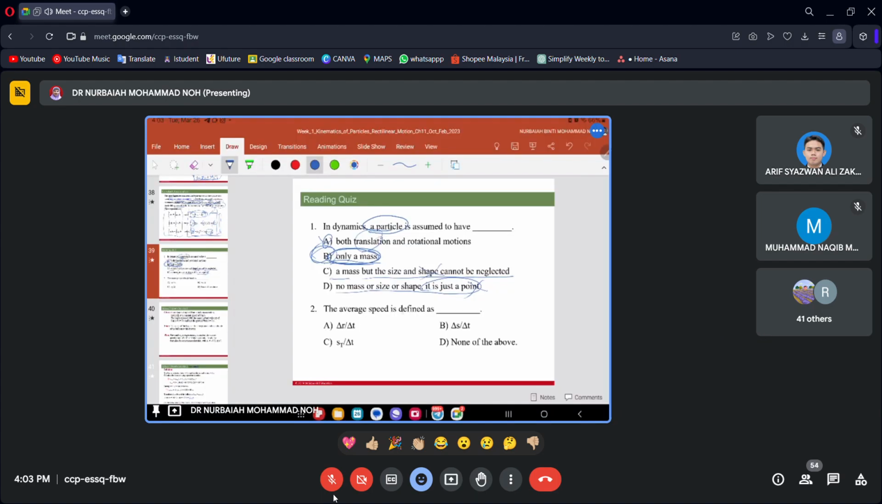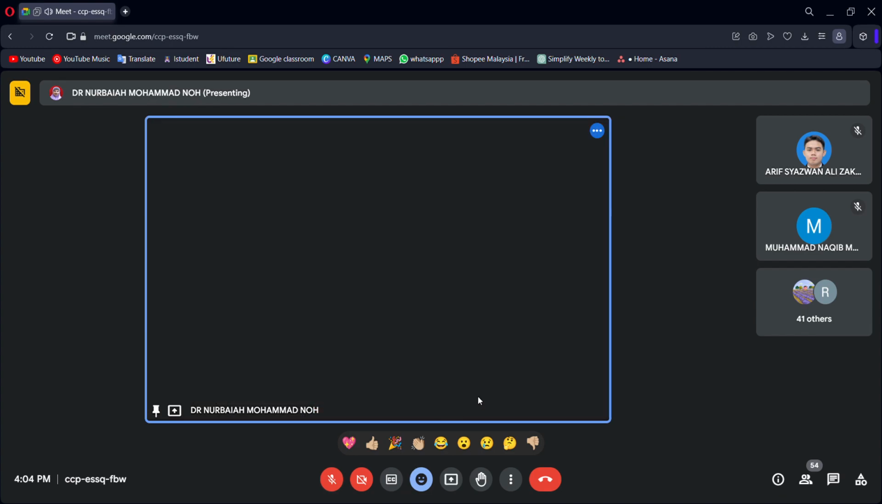Ni, the average speed is defined as what? A, B, C, or D. Ini nak kira apa? Ni average velocity. Ini average speed. So jawapannya apa? C. Okay.